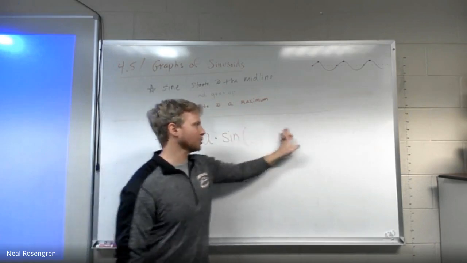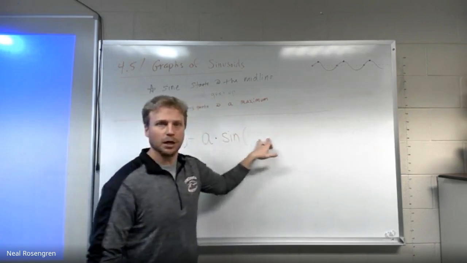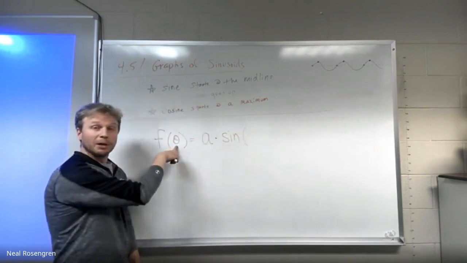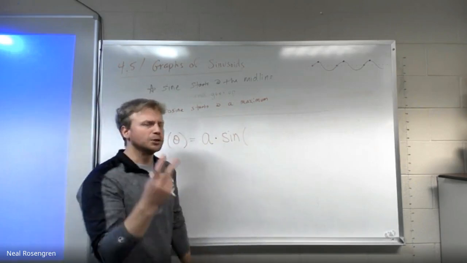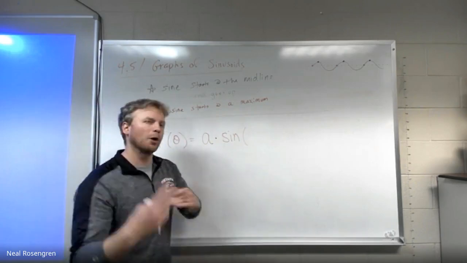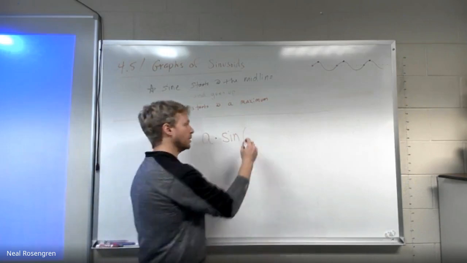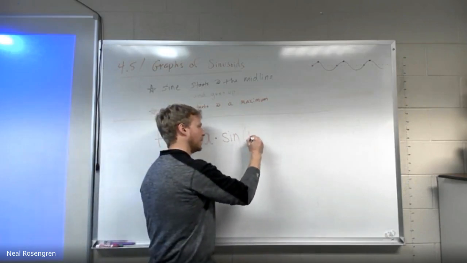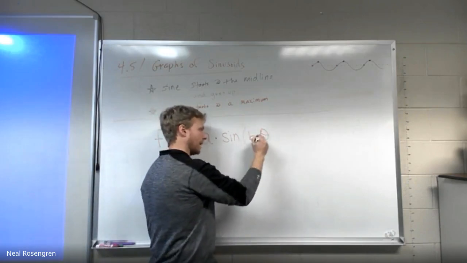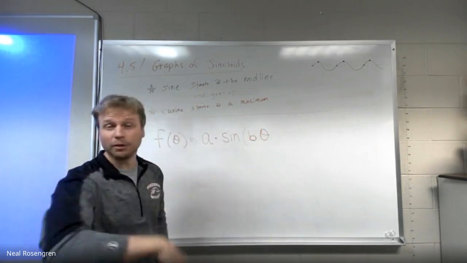Here comes some horizontal stuff because I'm inside parentheses messing with our independent variable, which is going to be theta. But I could do two things, right? I could multiply by a number or I could add or subtract something. So you're going to see two things happening here. I'm going to have a b theta. Now, it's b times theta. Put the little dot there if you like.